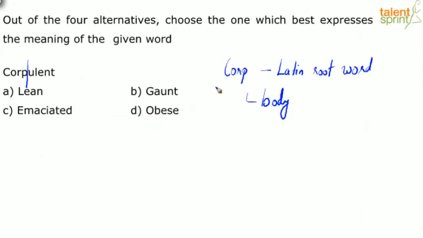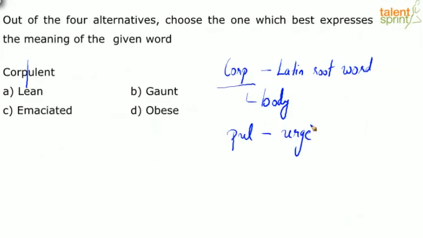So apart from this corp, there's another root in the same word, which is P-U-L, which means an urge. That's another root word, right? Which means an urge to do something. When I have an urge, I do something. I go out of my way and indulge myself in something.